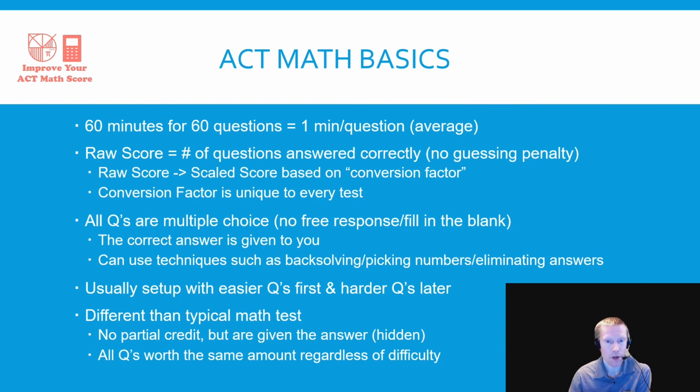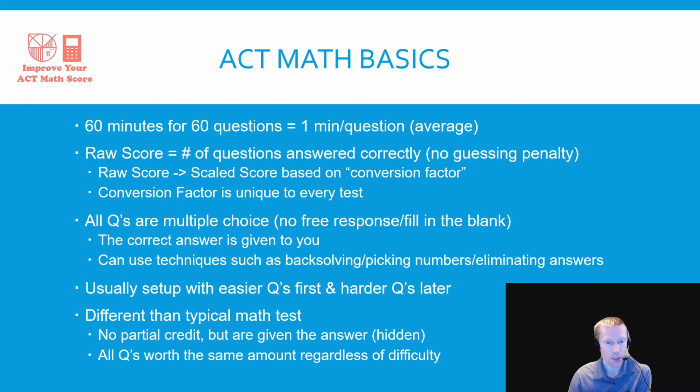Then that raw score basically gets changed to a scaled score, which is the score from basically 0 to 36, based on a conversion factor or a curve, so to speak. Now the conversion factor is unique to every test, and it is decided before the test is given.